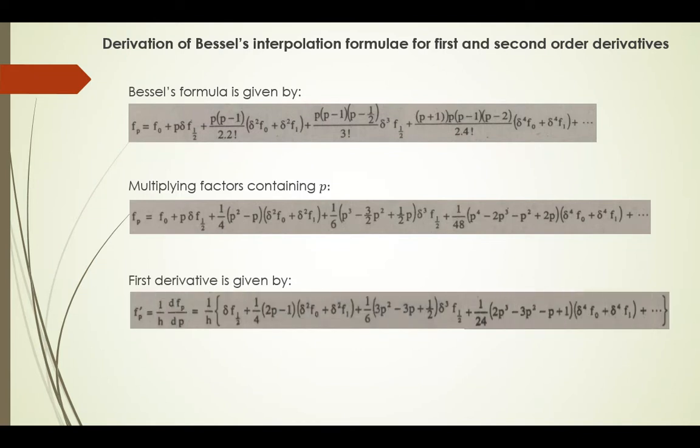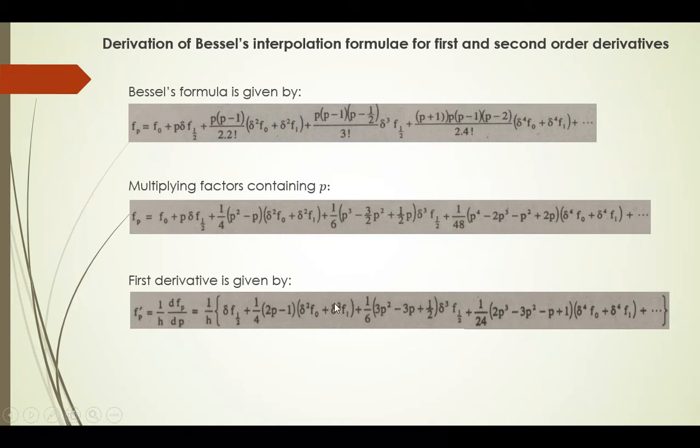First derivative is given by this formula. First derivative is 1 by h into derivative of fp. This is fp, so that is 1 by h into derivative of fp with respect to p. So derivative of f naught is 0, and derivative of p sigma f1 by 2 is, derivative of p is 1, so this is sigma f1 by 2. Derivative of p square is 2p. Derivative of p is 1, multiplied by this factor, plus 1 by 6. Derivative of p cube is 3p square, so that is 3p square. Derivative of 3 by 2p square is p square is 2p, so 2 cancel, so that is 3p. Derivative of 1 by 2p is 1 by 2, multiplied by this difference, and similarly here.